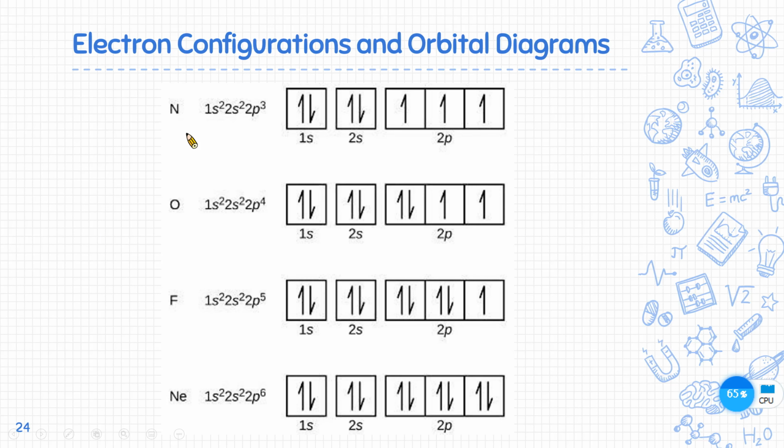So as the atomic number increases from nitrogen to neon, one more electron is put here, and then one more electron will be put here. So these are following Hund's rule.